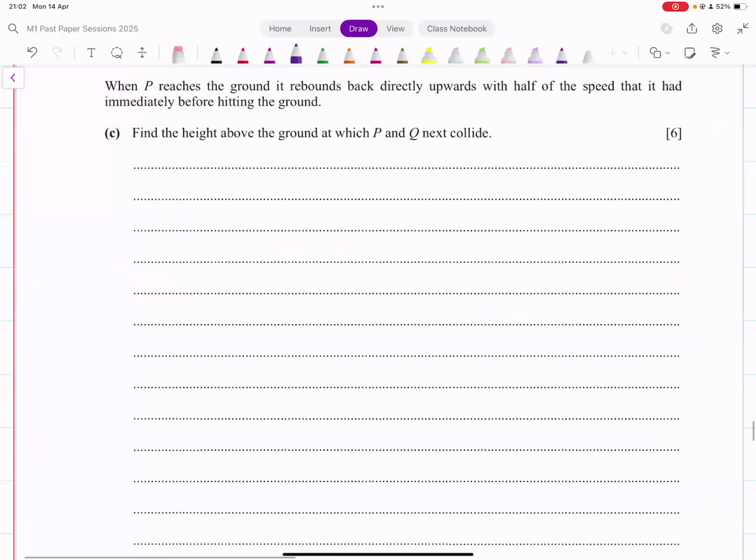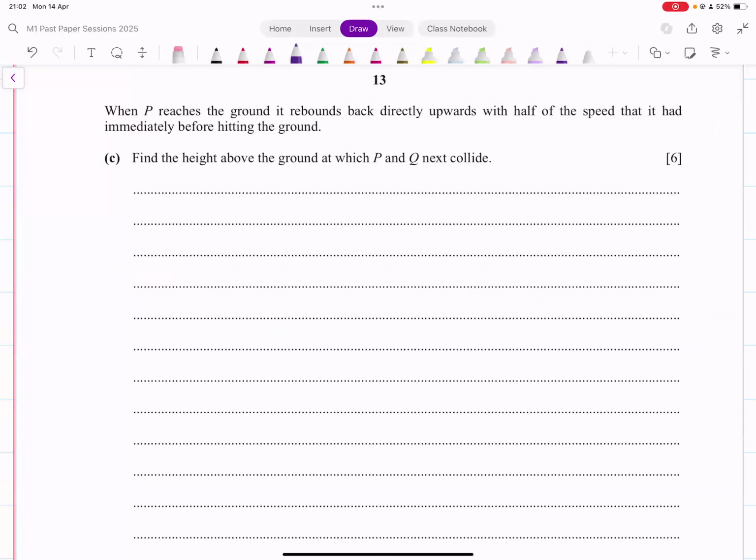Because of the speed that it had immediately before hitting the ground, find the height above the ground at which P and Q next collide. Okay, P reaches the ground, it rebounds back directly upwards with half the speed that it had immediately before hitting the ground. Find the height above the ground at which P and Q next collide. Okay, that's fairly complicated.